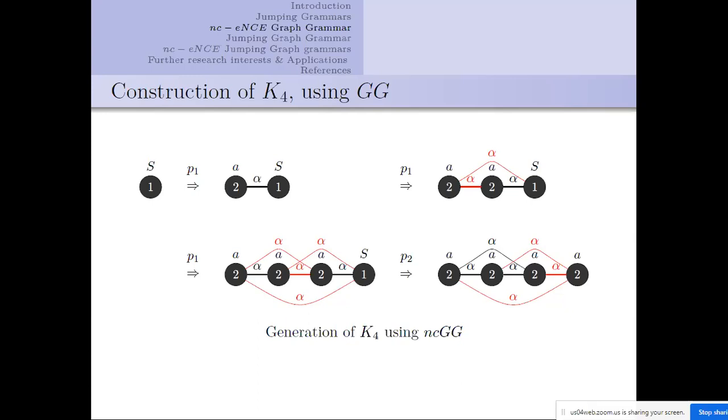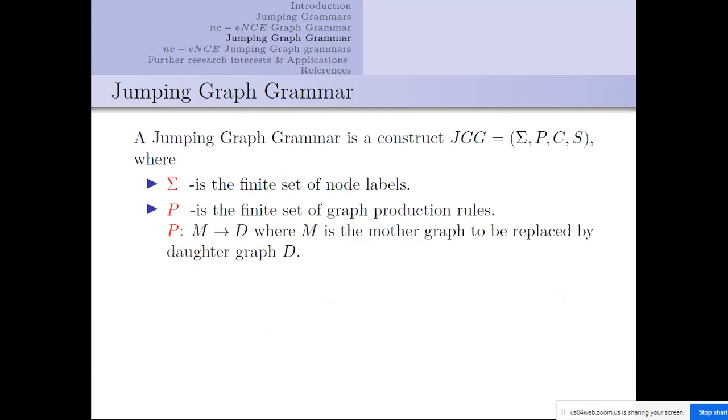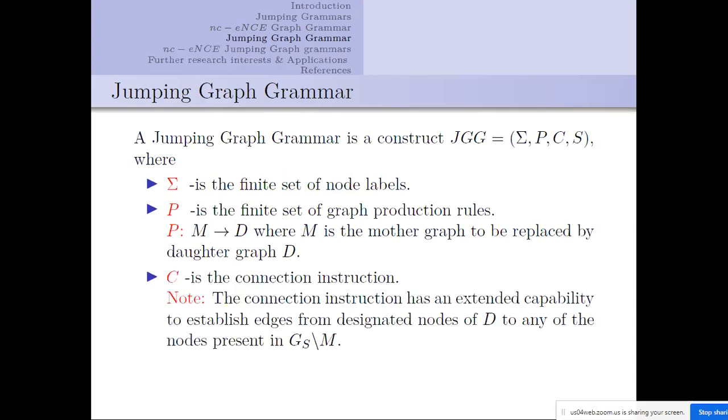Then coming on to our new graph grammar, that is jumping graph grammars. Jumping graph grammars are of the form sigma, P, C, and S, where sigma is the finite set of node labels, and P is the finite set of production rules of the form M goes to D, where M is a mother graph to be replaced by a daughter graph. C is a connection instruction to connect your daughter graph to the rest of the host graph.